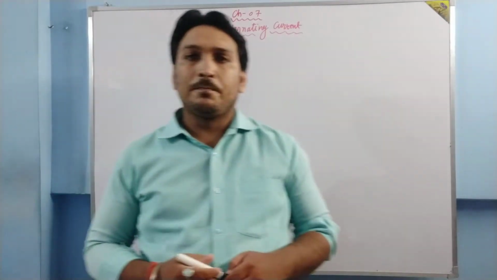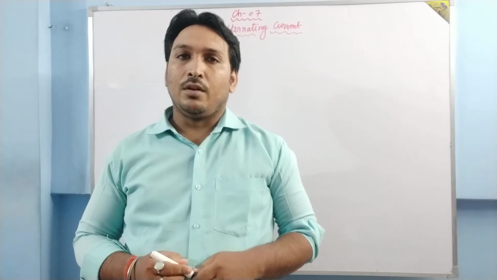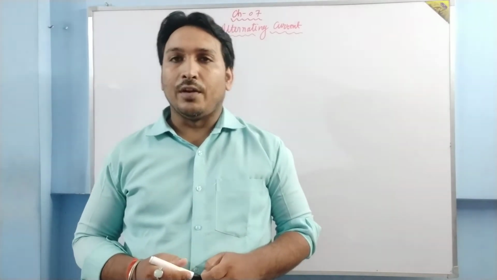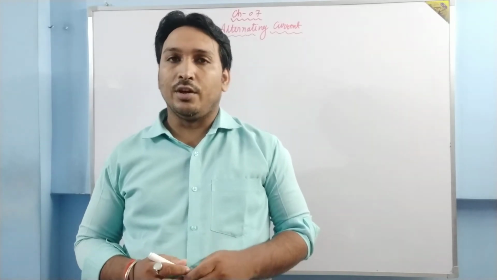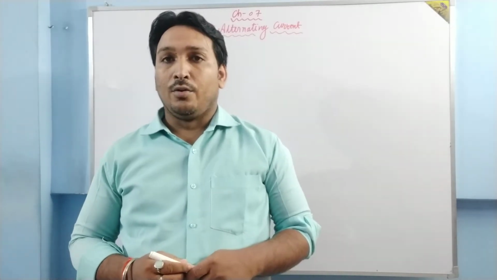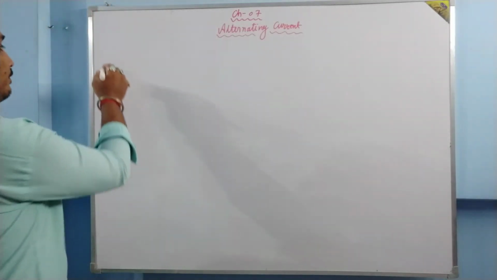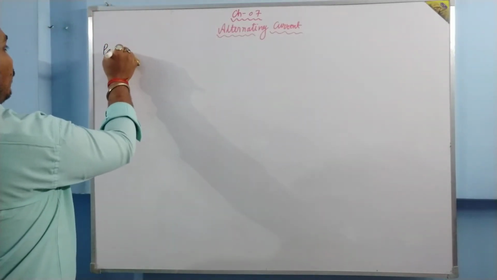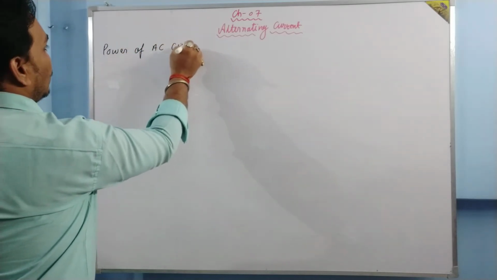Hello dear students, as you all know we are doing chapter number 7, alternating current. Till the quality factor we have done. Now we have studied all the properties of a resonating AC circuit. Today we are going to study power of AC circuit. Okay, what is power? Power of AC circuits.